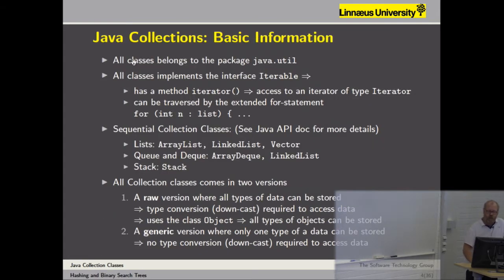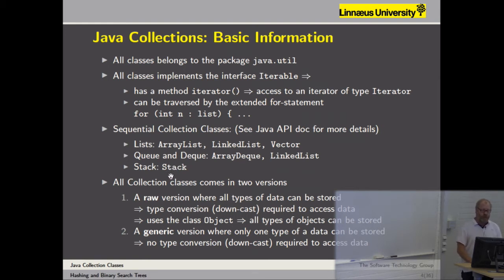The Java collection classes in the library are stored in a package called java.util. They are all implementing iterable. There are a number of so-called sequential collection classes. What was the specific part with the sequential data structure? All elements have a position. You can tell a sequential data structure, give me the element at position 3 or something like this. All of these are sequential: array list, linked list, vector, deque, and stack.